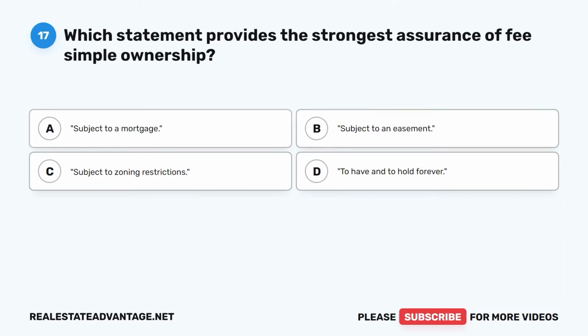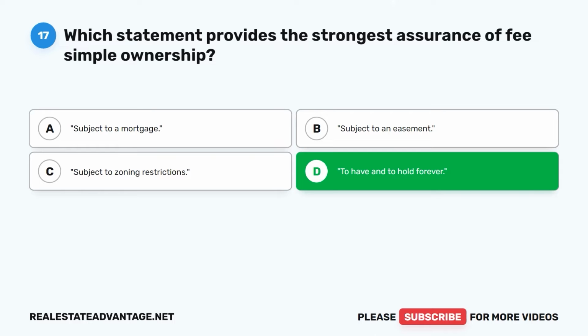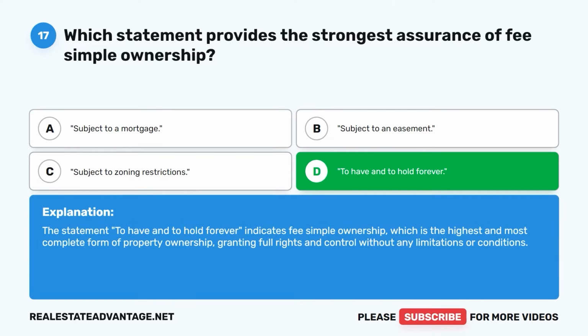Question 17. Which statement provides the strongest assurance of fee simple ownership? A. Subject to a mortgage. B. Subject to an easement. C. Subject to zoning restrictions. D. To have and to hold forever. The correct answer is D. To have and to hold forever. The statement to have and to hold forever indicates fee simple ownership, which is the highest and most complete form of property ownership, granting full rights and control without any limitations or conditions.